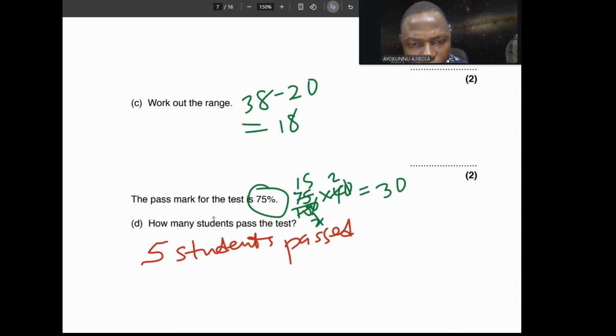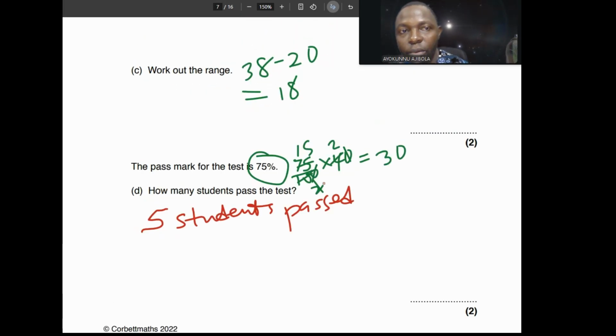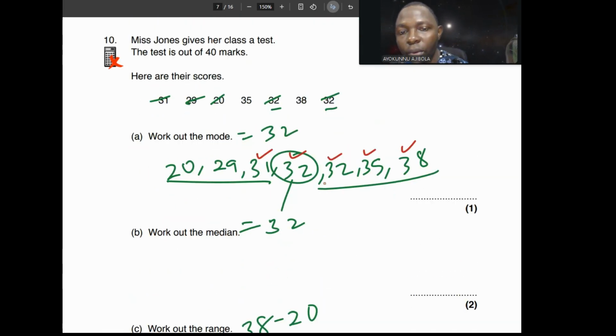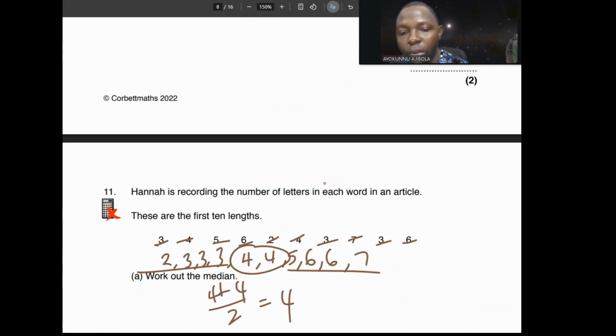I did 75 over 100 times 40, or you said 75 times 40 divided by 100. That gives 30. So anybody that gets above 30, they are the ones that passed the test. I got that. So number 11.